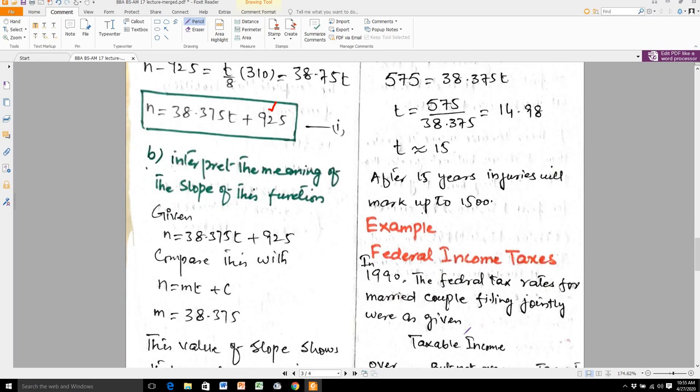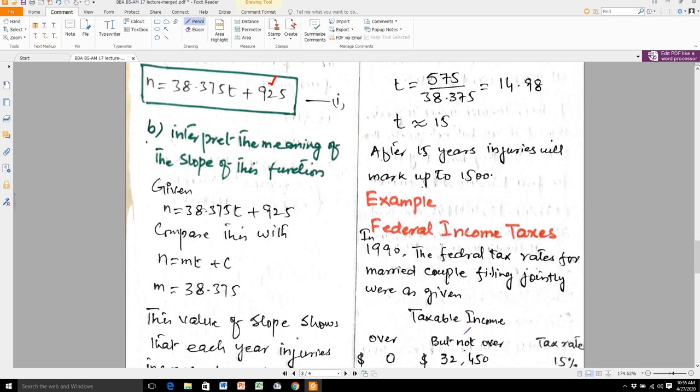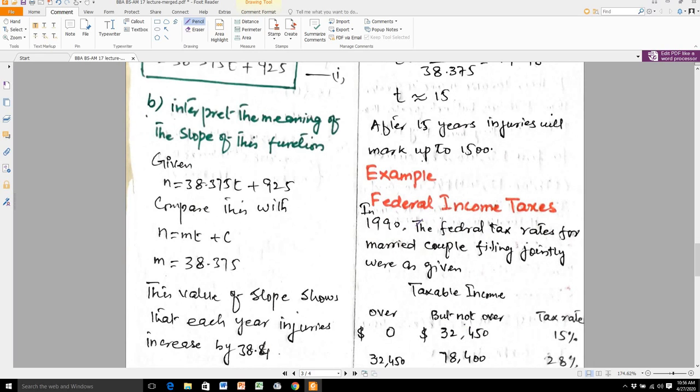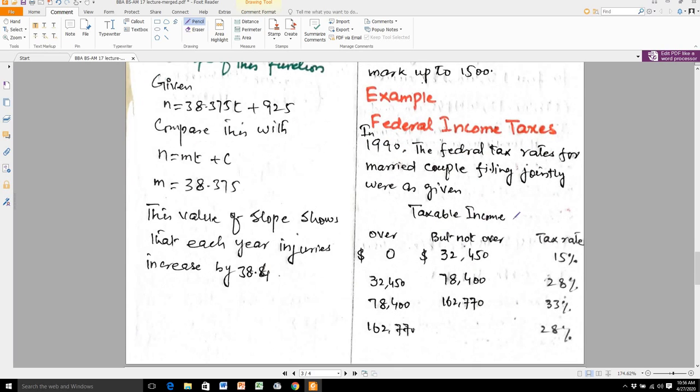Now I take an example of how the federal income tax is imposed on people. Here is another example. In 1990, the federal tax rates for married couples filing jointly were as given. Here you see the taxable income, over the amount but not over the amount, and against them the tax rates are imposed.